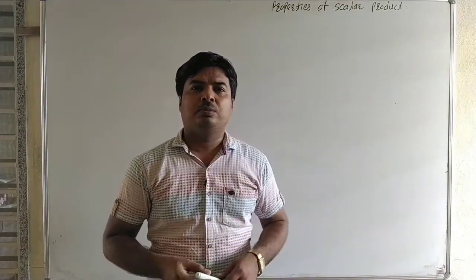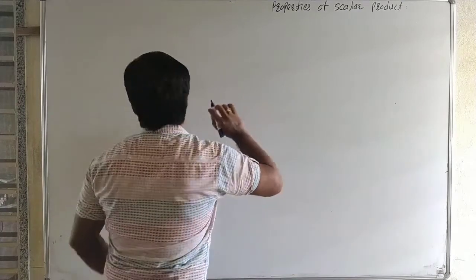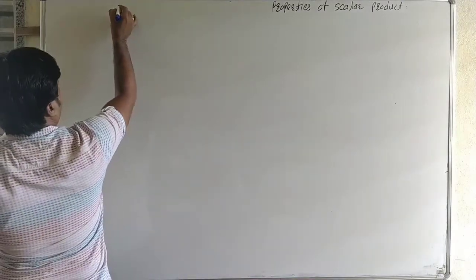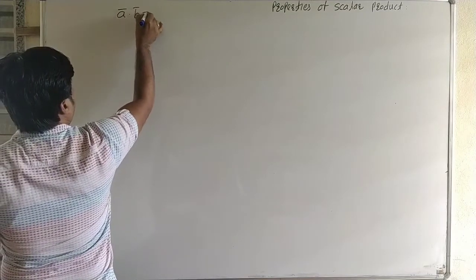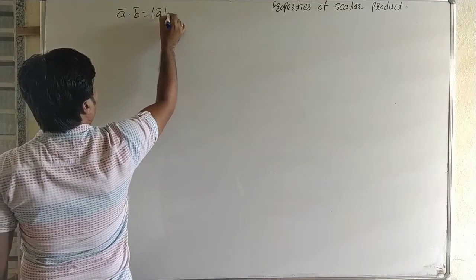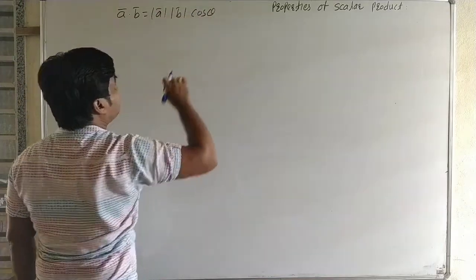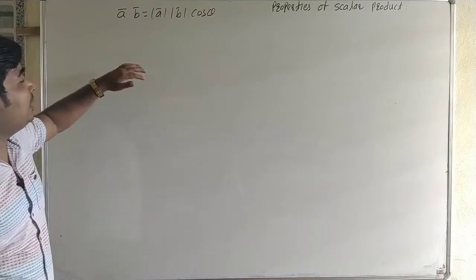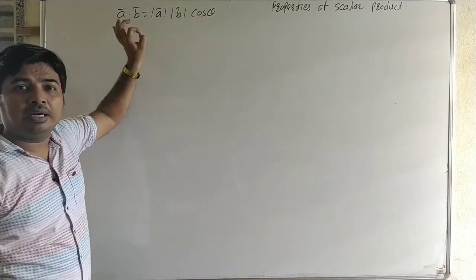Now we see the properties of the scalar product. Here we know the definition of the scalar product: a bar dot b bar is equal to magnitude of a bar into magnitude of b bar into cos theta. It is the definition of the scalar product of vectors a bar and b bar. Here theta is the angle between vector a bar and b bar.